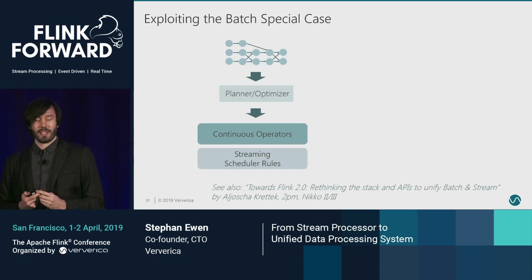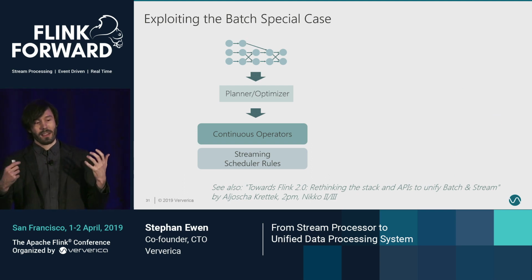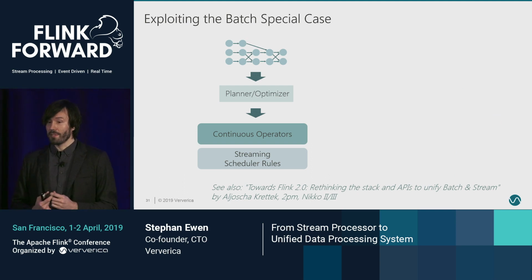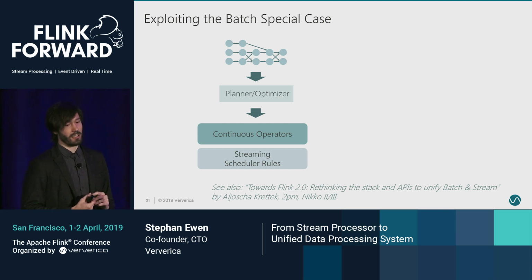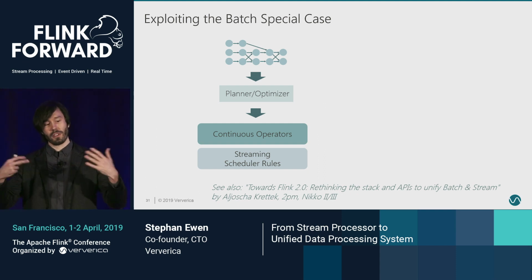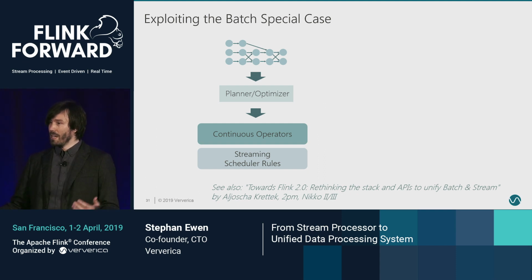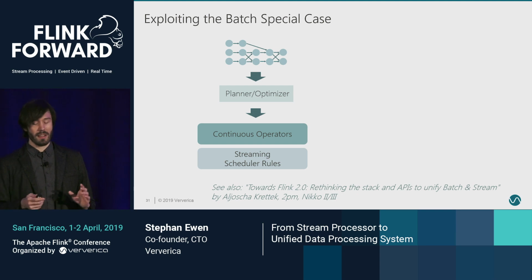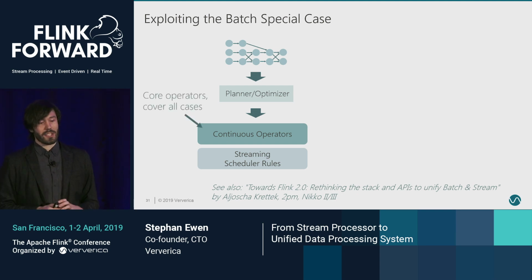You can think of it in the following way. Yes, batch is a special case of streaming, but you also really need to exploit that special case. Otherwise, you're not doing it very well. So the idea of how we're rethinking the Flink runtime at the moment is to think of a data stream program going through some form of planner optimizer. It can be a more sophisticated planner optimizer in the case of the SQL Table API, or a very straightforward transformation in the case of the DataStream API. And it goes to typically a set of continuous operators and streaming scheduler rules. This is the core. This covers all cases, the batch and the streaming case.